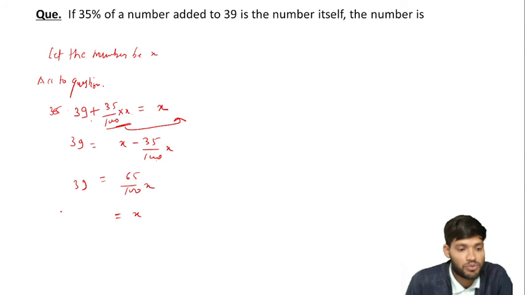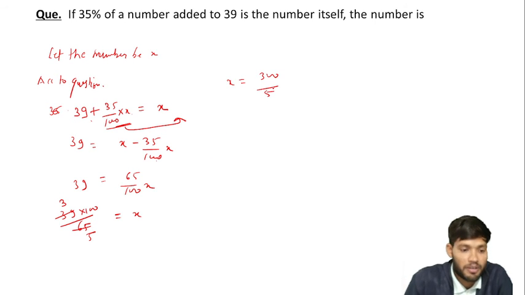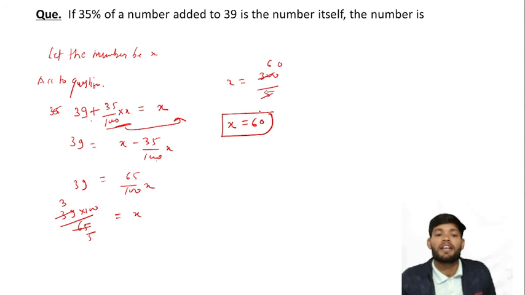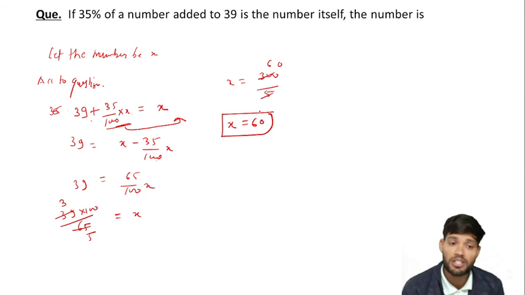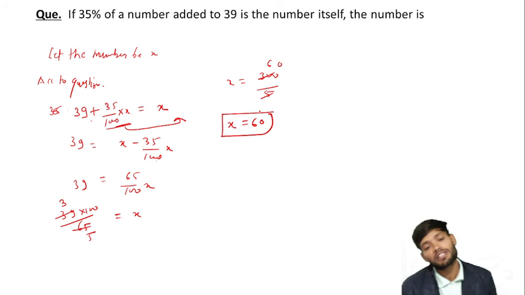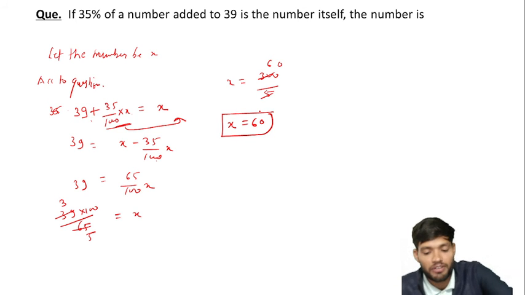Now x is equal to 39 into 100 upon 65. 13 3s are 39 and 13 5s are 65. Now x is equal to 300 divided by 5. 5 1s are 5, 5 6s are 30 and 0. So x is equal to 60. So the number 60 will be our solution, and if we add 35% of 60 with 39, it gives 60. Okay, this will be our solution.